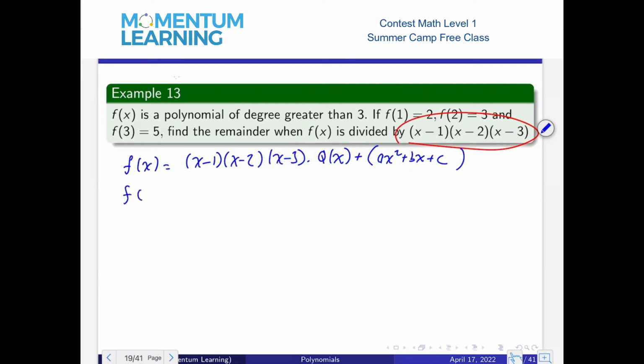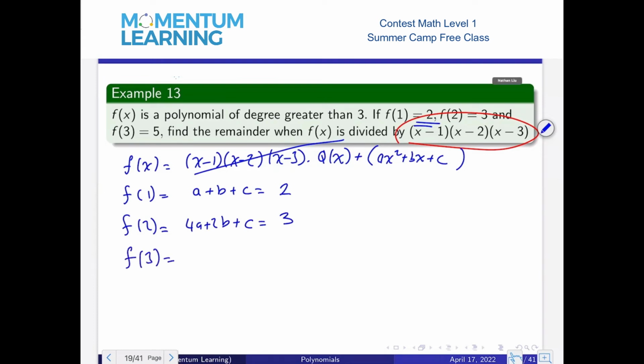Now with f of 1, this is gone. It is a plus b plus c, which is given, which is a 2, right? F of 2, again, this part is gone. So we have 4a plus 2b plus c, which is equal to 3. And finally, f of 3 is equal to 9a plus 3b plus c, which is equal to 5. Okay, I hope that makes sense.